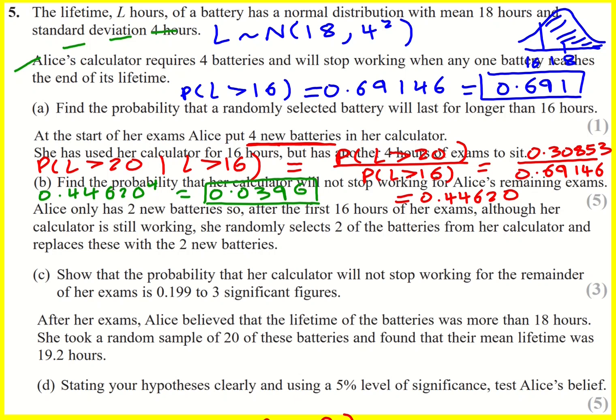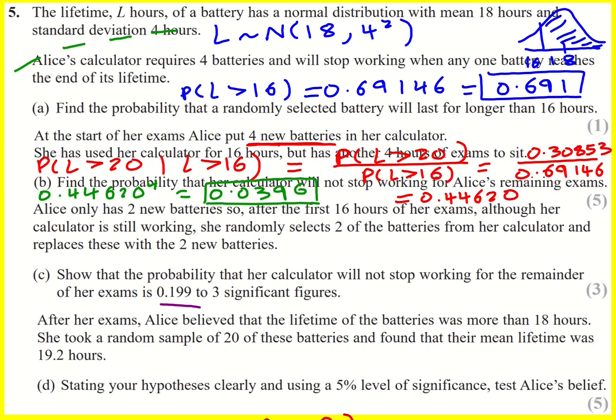Right, now one final even tougher bit. Alice only has 2 new batteries, so after the first 16 hours of exams, although her calculator is still working, she randomly selects 2 of the batteries from her calculator and replaces these with 2 new batteries. Show that, at least we're given the answer here, show that the probability that a calculator will not stop working for the remainder of her exams is 0.199 to three significant figures. So she's randomly replacing two of the batteries.